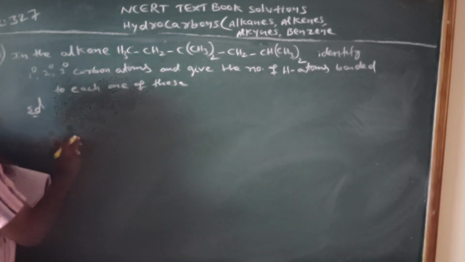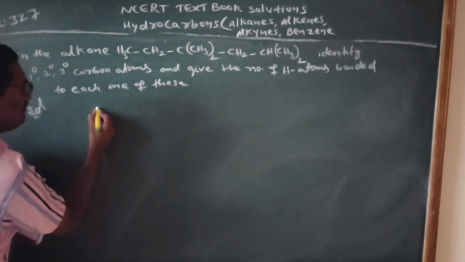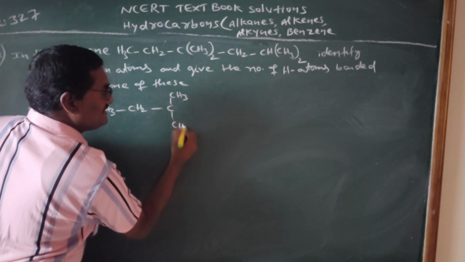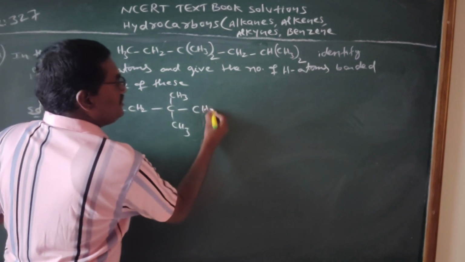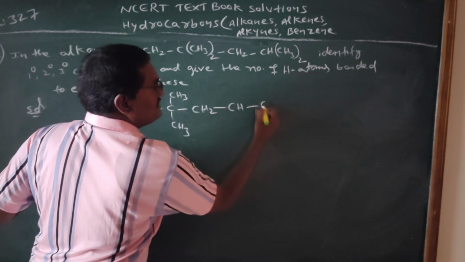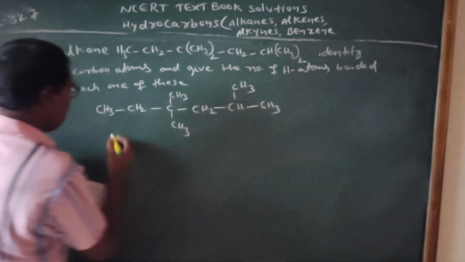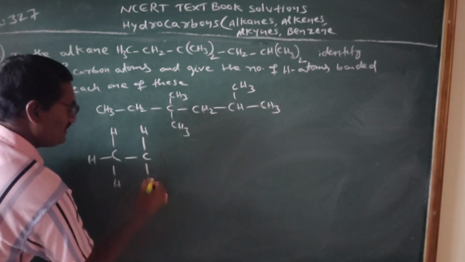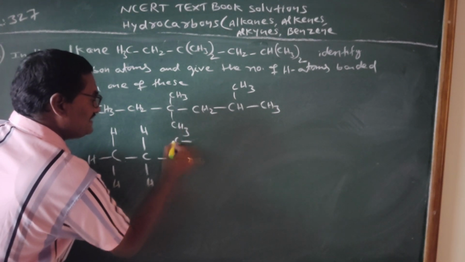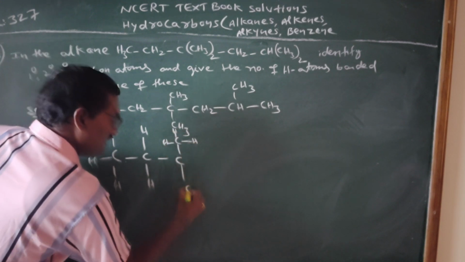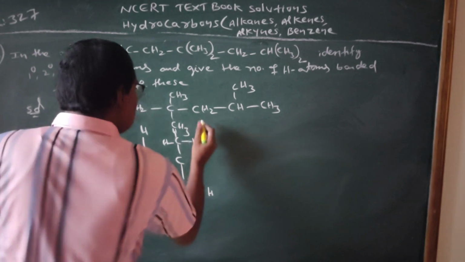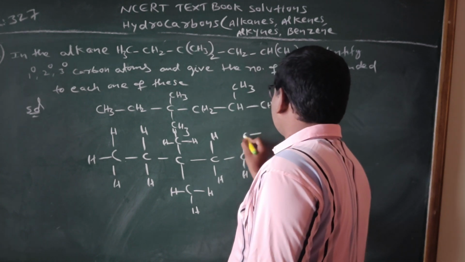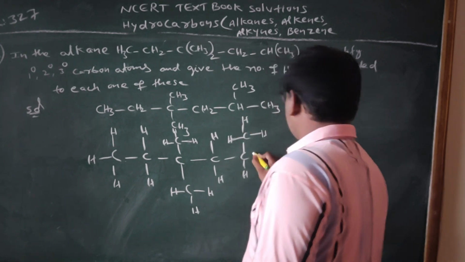solution, it is the condensed formula. Now I will divide the equation: CH3, CH2, CH3, CH3, next CH2, next CH, twice CH3, next then I will again CH, C, hydrogen, C. So this one CH3, again CH3, next one CH2, next one CH, next one CH3, next one CH3.